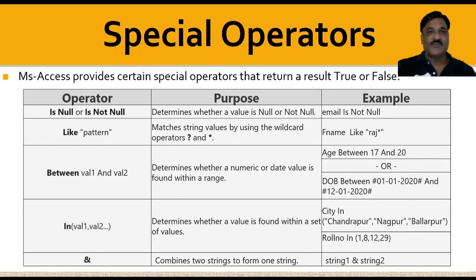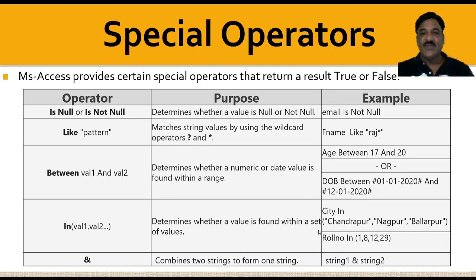Then MS Access supports various special operators like IS NULL, just to check whether the field value contains any null values or not. Then the LIKE operator we have already discussed. The BETWEEN clause we have seen in our previous slide, for example, age between 17 and 20. Similarly, date of birth between these two dates. Then we have the IN operator, to determine whether a value is found within a set of values or not.